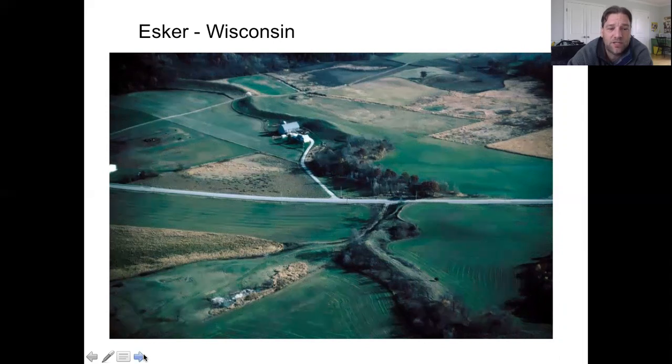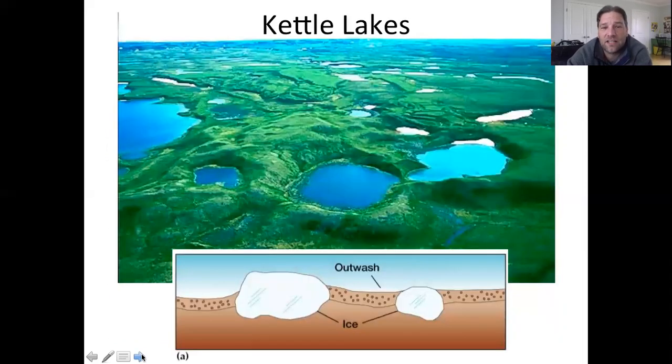One last example that I do want to show you today is that of a kettle lake. So large glaciers have huge chunks of ice. Now when those huge chunks of ice melt, they're going to leave these pockets of ponds or lakes, and those lakes are called kettle lakes.